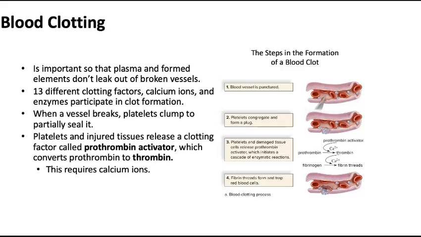When our vessel breaks, the platelets are going to clump to partially seal it, and we could see this pictured over here. And then the platelets and injured tissue are going to release a clotting factor known as prothrombin activator. This is then going to convert our prothrombin into thrombin, and then thrombin will convert fibrinogen, which is inactive, into the active fibrin threads, which we said will help to catch all of those red blood cells and form the clot. Now notice that these are going to require calcium ions.